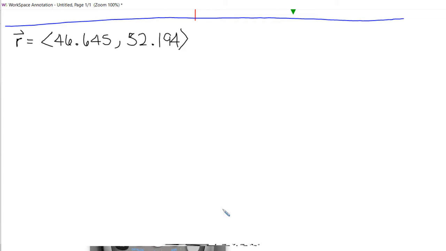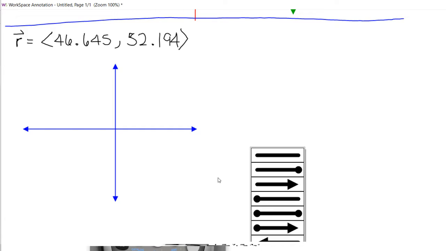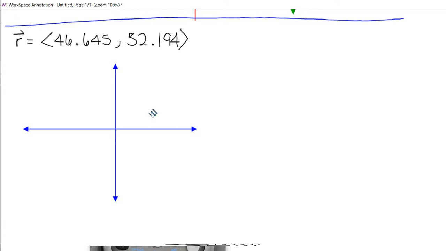Let's go ahead and draw this out so we can find our angle and magnitude. And if some of you guys don't like to draw this out, but since we are on bearing mode, I suggest that you would, because that's going to help you to find the direction of this a lot better, especially when the problems get a little more complicated. So, excuse me, it's going to be 46.645 to the right and 52 up. So it's going to look somewhat like this.